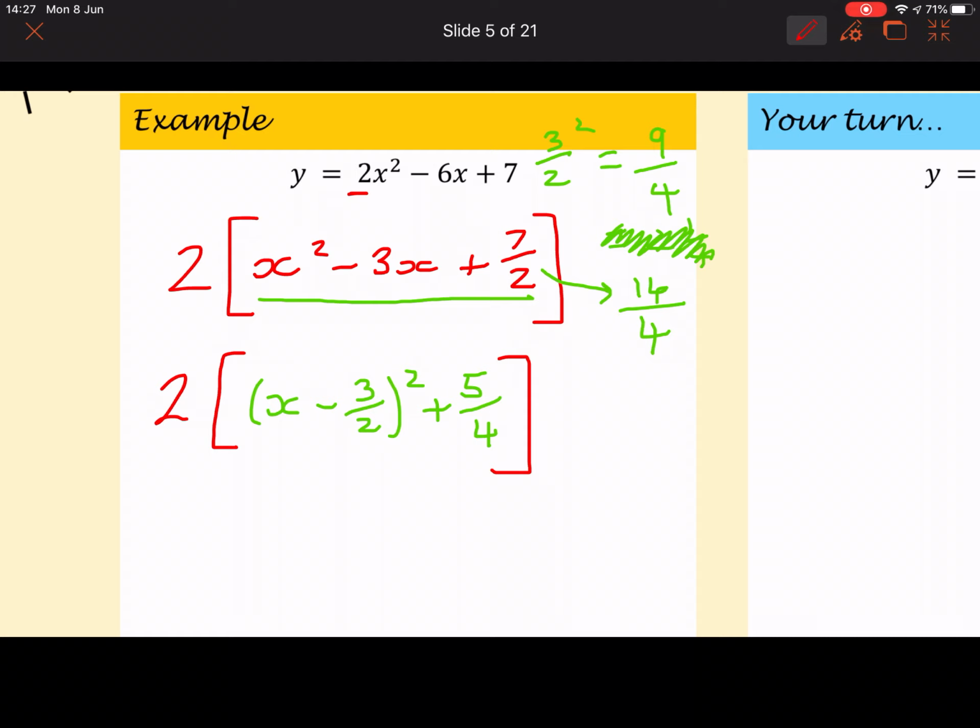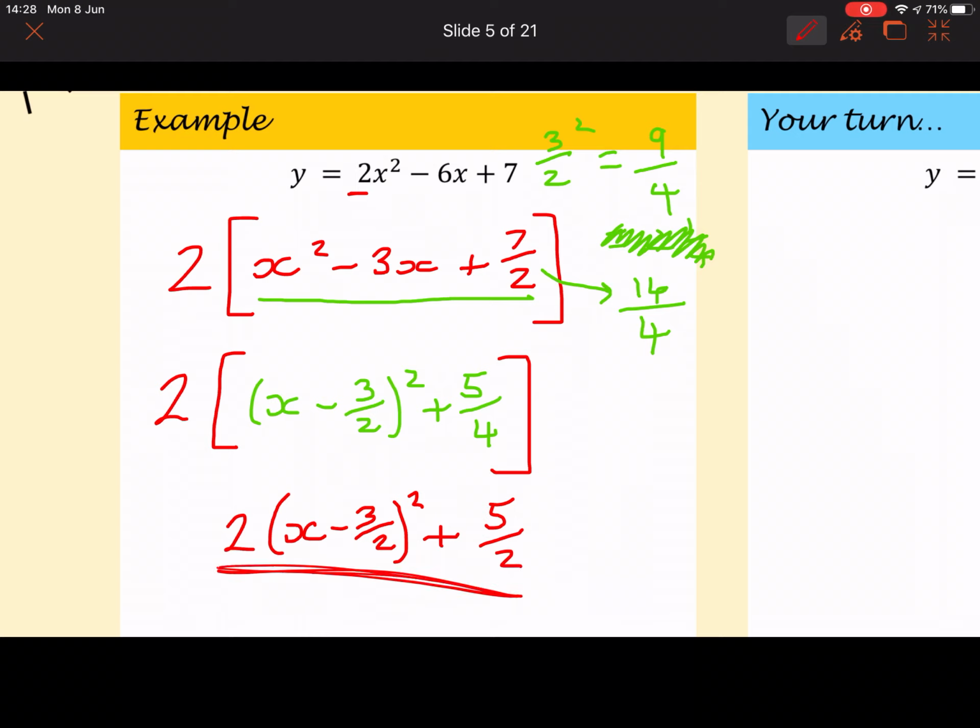So 2 lots of this square bracket is just 2 and then the bracket squared. So we just write the 2 in front of that bracket for the first term. Okay, 2 times x minus 3 over 2 squared. Plus, now we've got to do 5 over 4 times by 2. That will get you 10 over 4, which is the same as 5 over 2. Okay, and that is my final answer there.